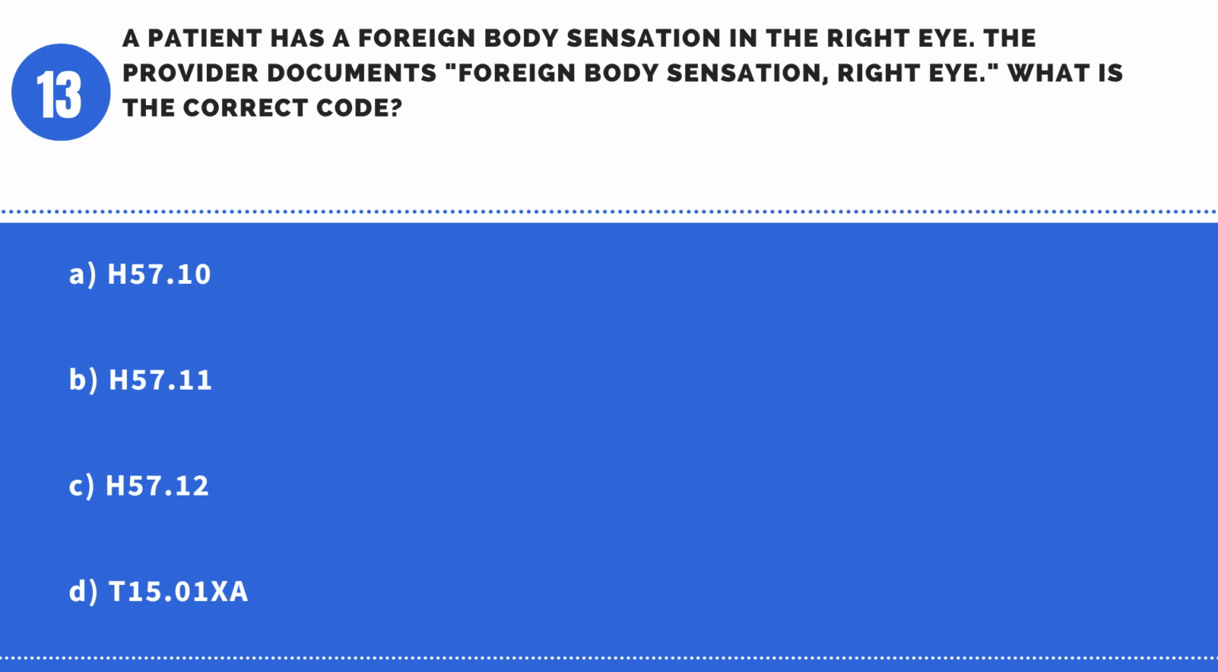Question 13. A patient has a foreign body sensation in the right eye. The provider documents foreign body sensation, right eye. What is the correct code? A. H57.10. B. H57.11. C. H57.12. D. T15.01XA.